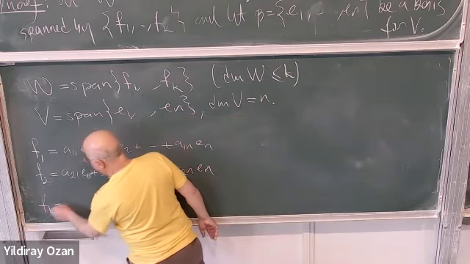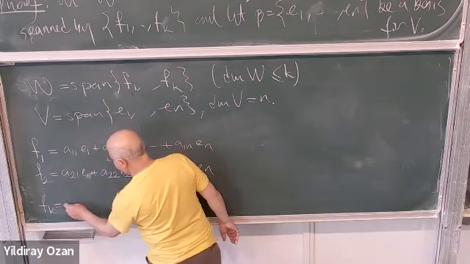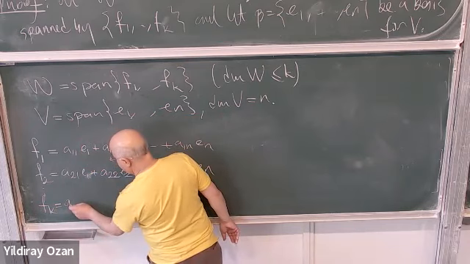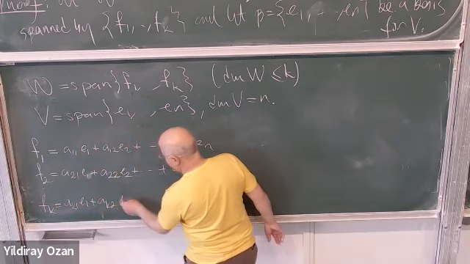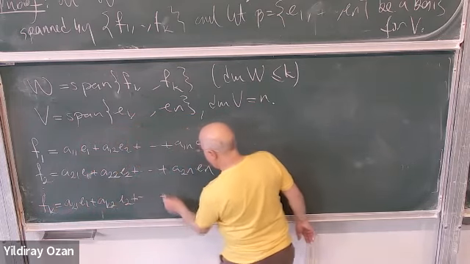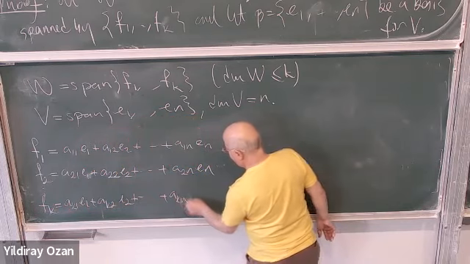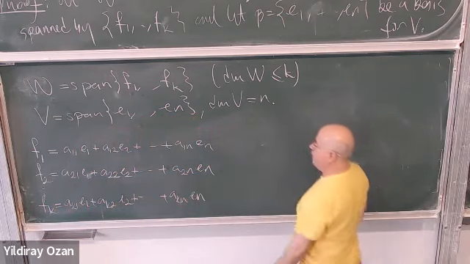So we have K many elements. Let's say A K1 E1, A K2 E2, A Kn En.